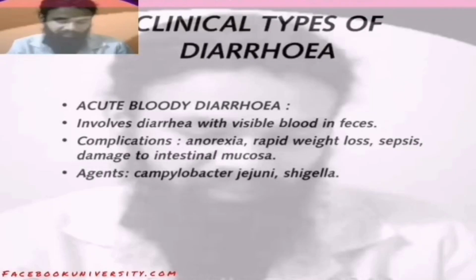Clinical types of diarrhea. Another type is acute bloody diarrhea. It involves diarrhea with visible blood in feces. Complications: anorexia, rapid weight loss, sepsis, damage to intestinal mucosa. Agents are Campylobacter jejuni, shigella.